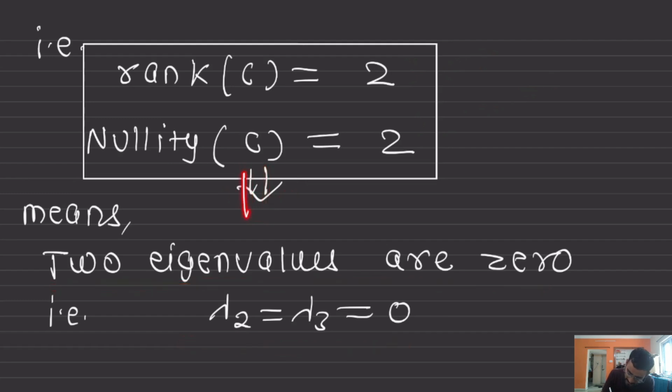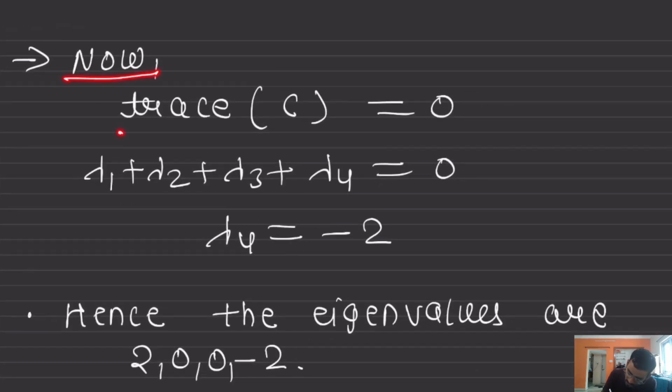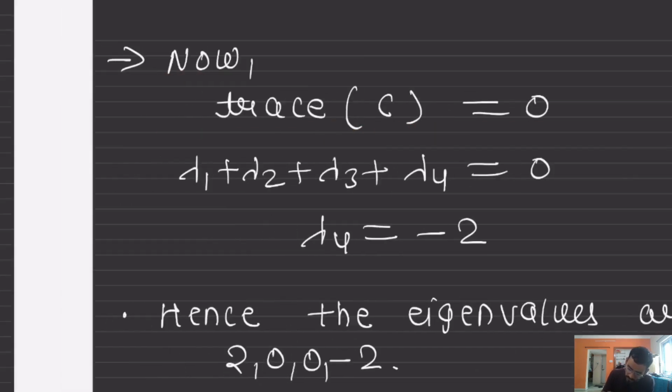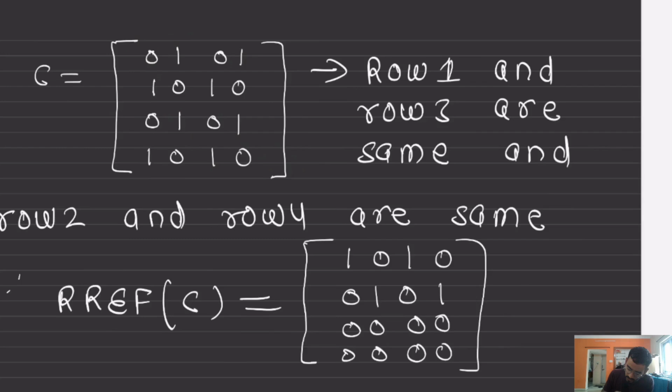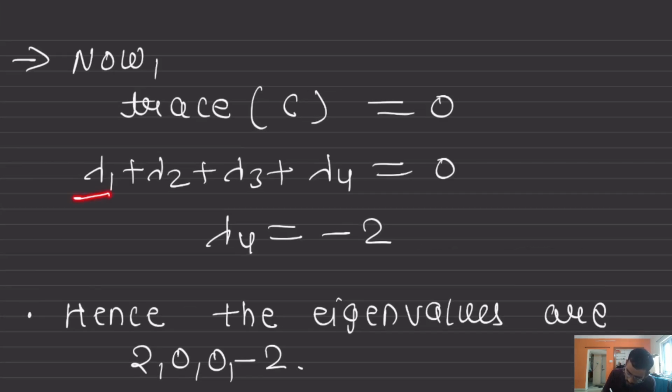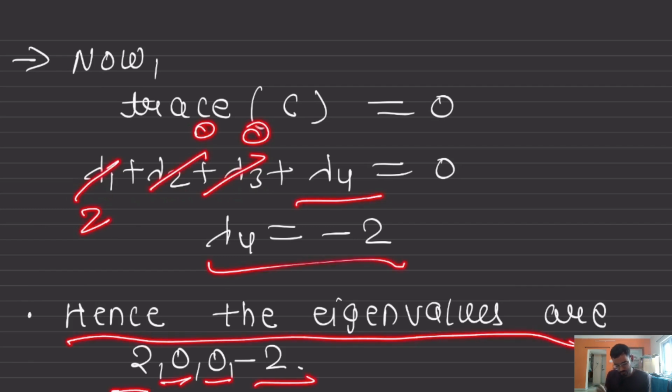From this we can say that 2 eigenvalues are 0, which means lambda 2 and lambda 3 are equal to 0. Now the trace of C is equal to 0, because the trace of C is the sum of diagonal elements, which is 0. And we know that lambda 1 plus lambda 2 plus lambda 3 plus lambda 4 is 0. Since lambda 1 is 2, and these two are 0 and 0, lambda 4 is minus 2. So the eigenvalues of C are 2, 0, 0, minus 2.